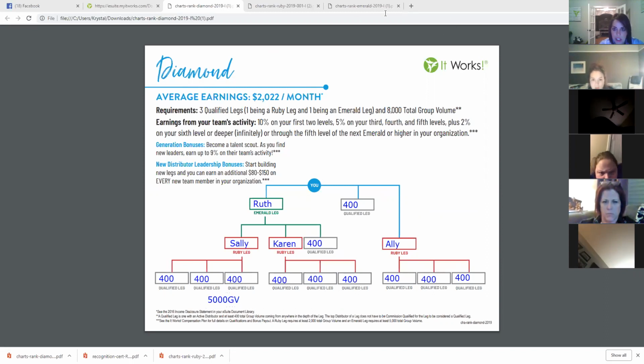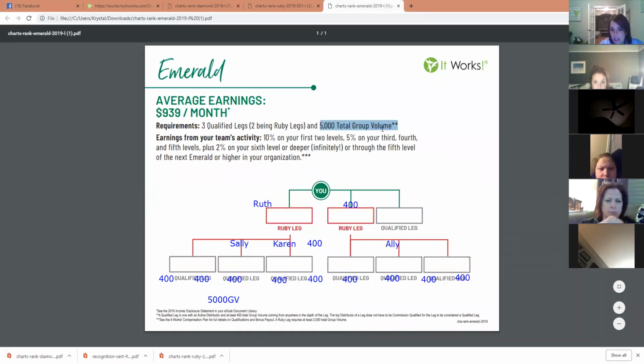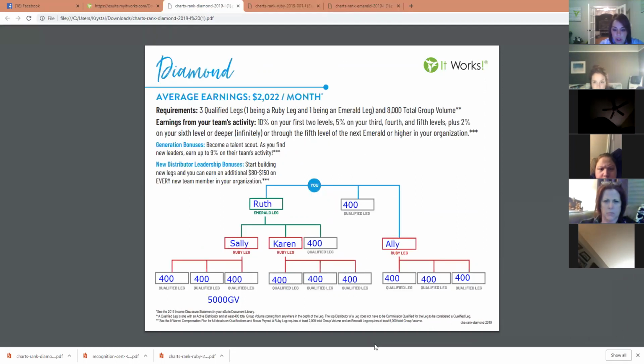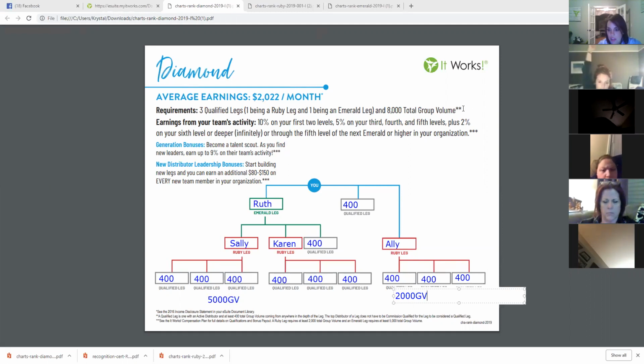I'm just going to pop back so I can show you this so I'm not losing you here. So hold on with me just a second. So for Emerald, we needed 5,000 in group volume. For our Ruby, we needed 2,000 in group volume. So we know on our Ruby over here that at a minimum, 2,000 GV is taken care of. If she's Ruby, she's Emerald, 5,000 is taken care of here, 2,000 is taken care of here. So that means we're at 7,000 in volume.